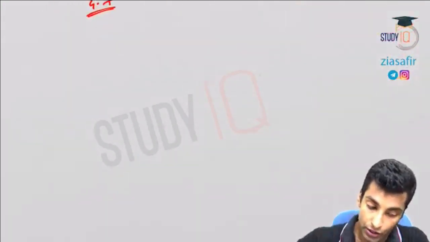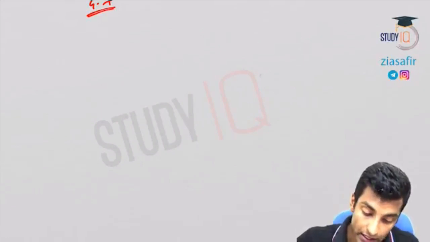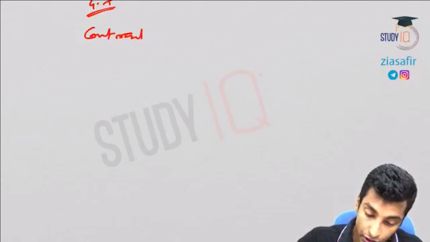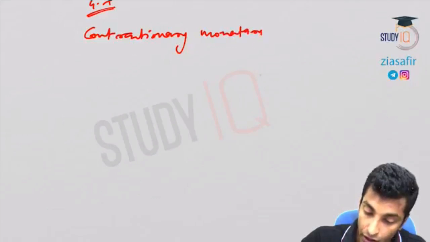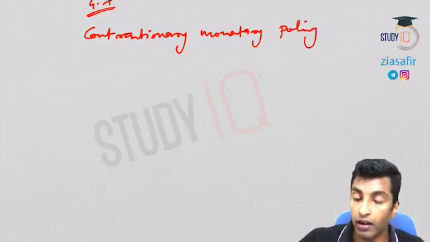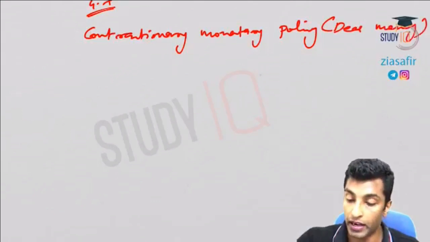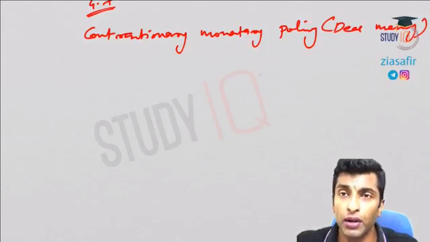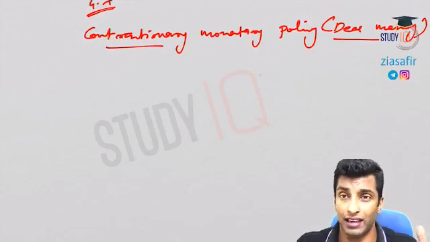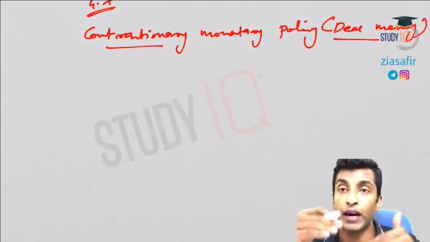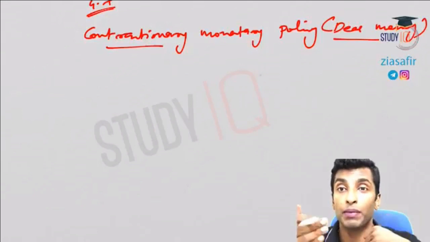Okay, so let's go to types of monetary policy. First, we'll discuss contractionary monetary policy. Contractionary monetary policy is also known as dear money policy. The name itself will tell you what the policy is here, right? Contractionary, the contraction, and dear money. Money is being made much dearer. How will money become much dearer? Money supply has to reduce.